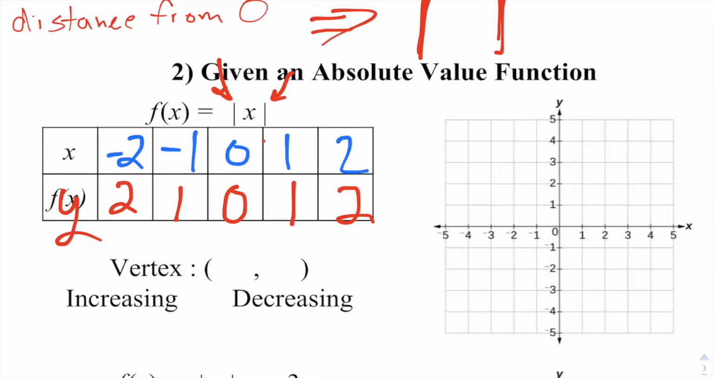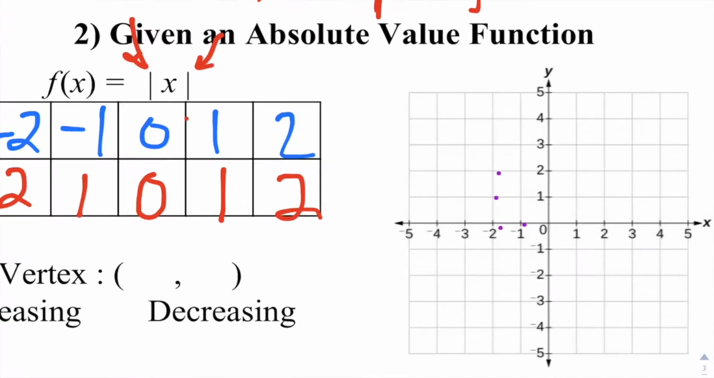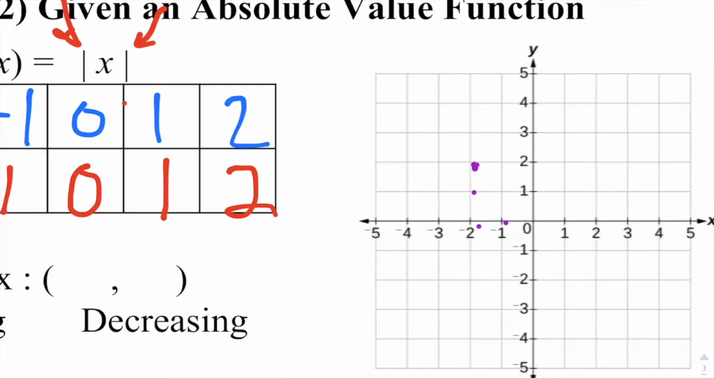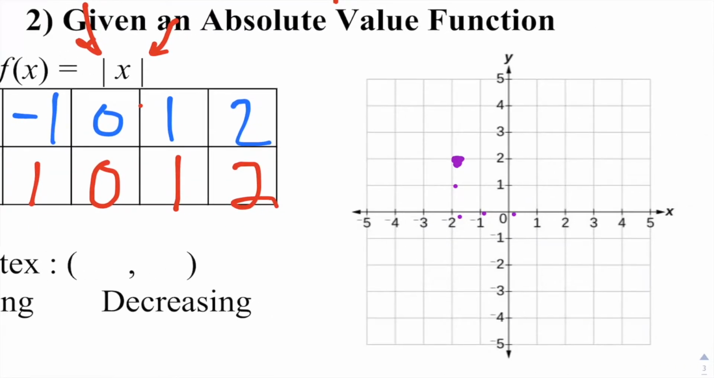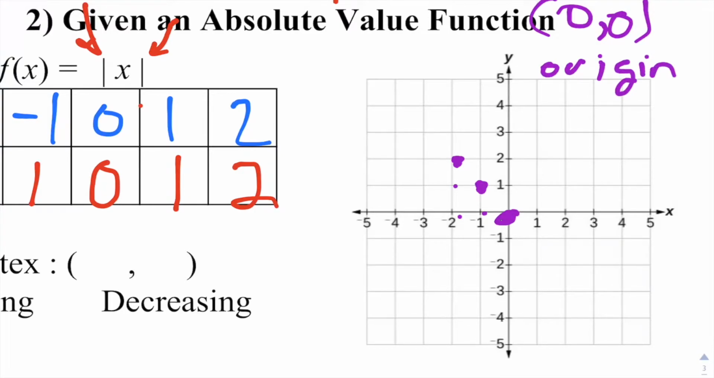-2, 2. So I come back 2 and I go up 2. And that's my first point right there. And then -1, 1 is my next point. So I come back 1 and I come up 1. And then 0, 0. This point is called the origin. I'm going to write that down. 0, 0. This is called the origin. And then 1, 1 is my next point, right 1, up 1, and then 2, 2 is my last point, right 2, up 2, and that gives me this point right here.